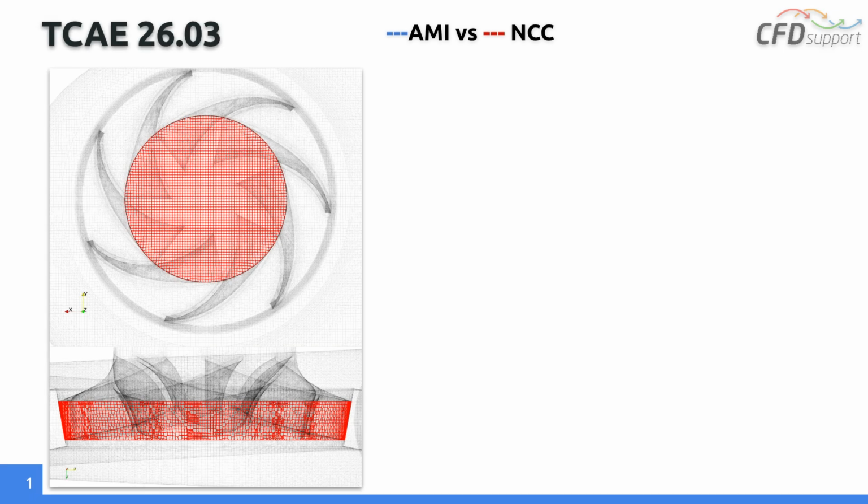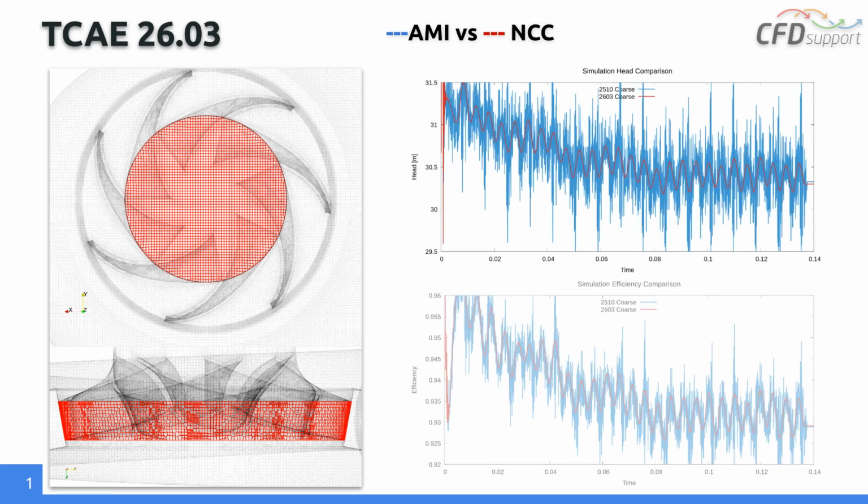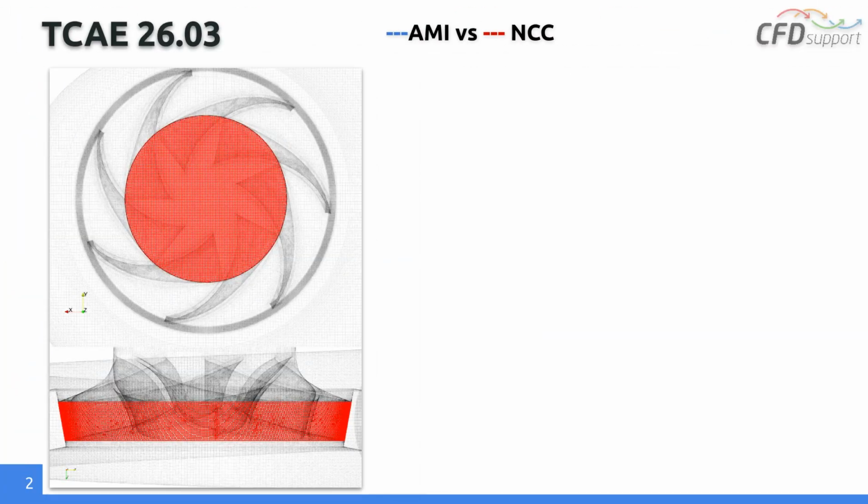This video compares interface boundary conditions AMI and NCC in TCAE 26.03. We are looking at a coarse mesh comparison, examining both head and efficiency time development. On the coarse mesh, the AMI greatly oscillates while NCC shows no spurious oscillations at all and only follows the blade passage frequency. Next, we transition to a medium mesh comparison.